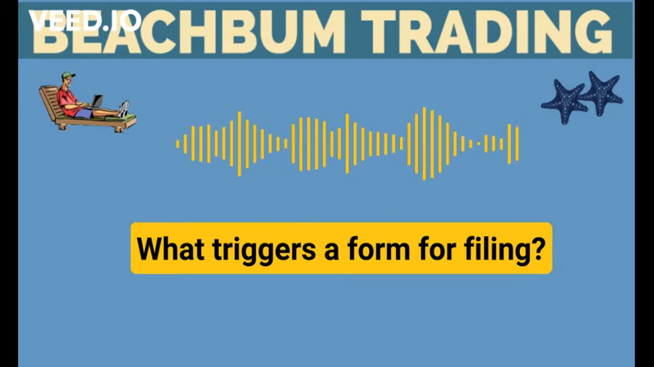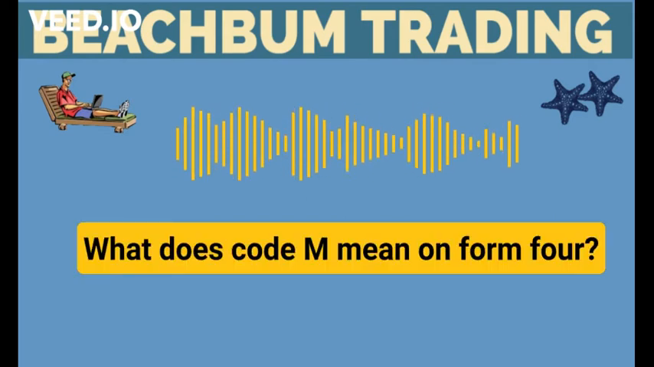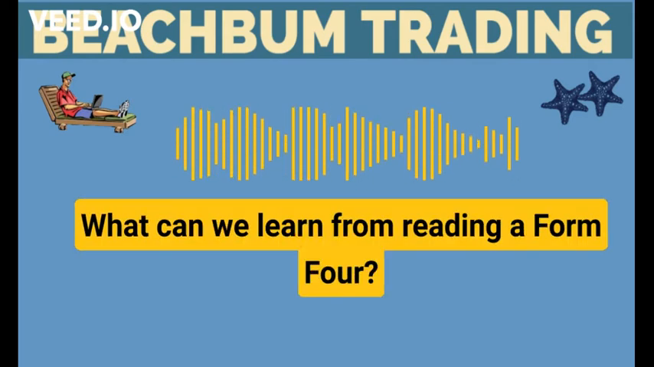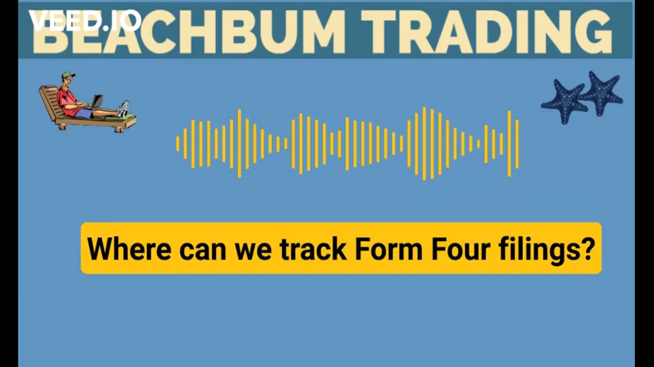What triggers a Form 4 filing? What does Code M mean on Form 4? What can we learn from reading a Form 4? Where can we track Form 4 filings?